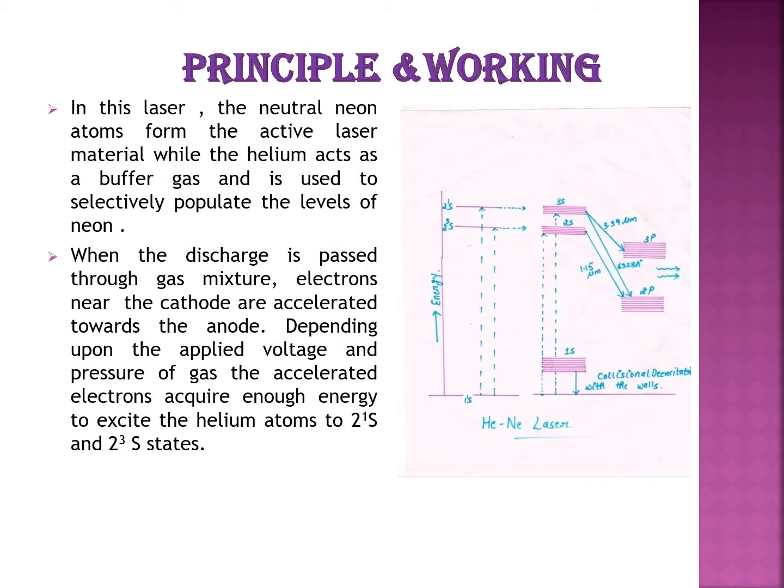Principle and working. In this laser, the neutral neon atoms form the active laser material while the helium acts as a buffer gas and is used to selectively populate the levels of neon. When the discharge passes through the gas mixture, the electrons near the cathode are accelerated towards the anode. Depending upon the applied voltage and pressure of gas, the accelerated electrons acquire enough energy to excite the helium atoms to 2¹S and 2³S states.